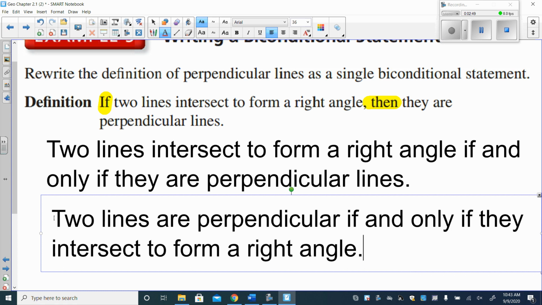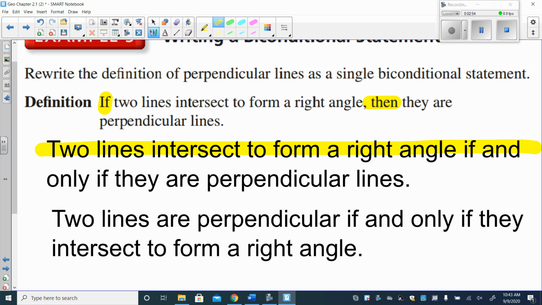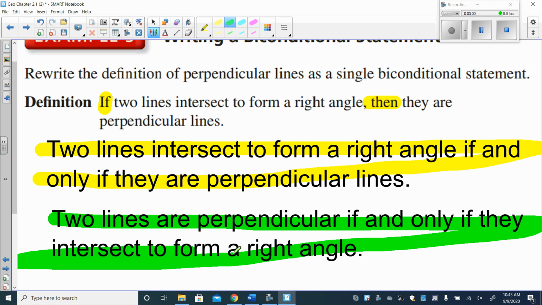They go both ways. So you can either pick the one we did at the start, so this one here, as your if and only if biconditional statement, or this one here. They are both correct. We can use either one.